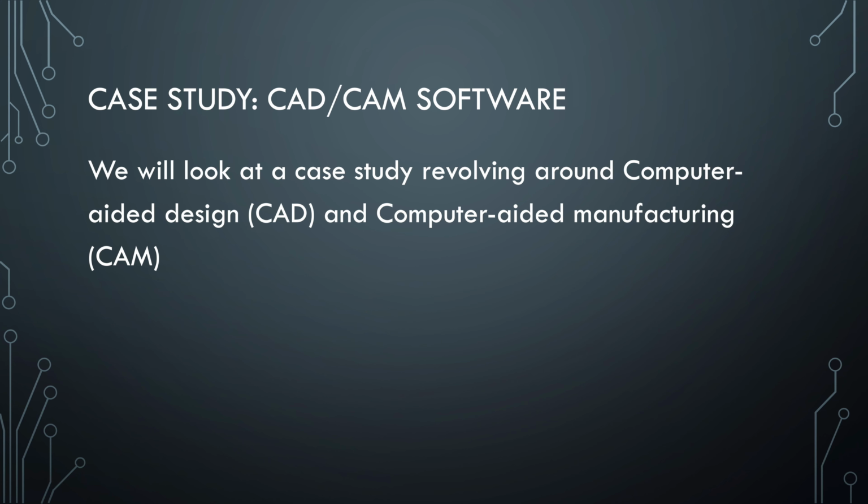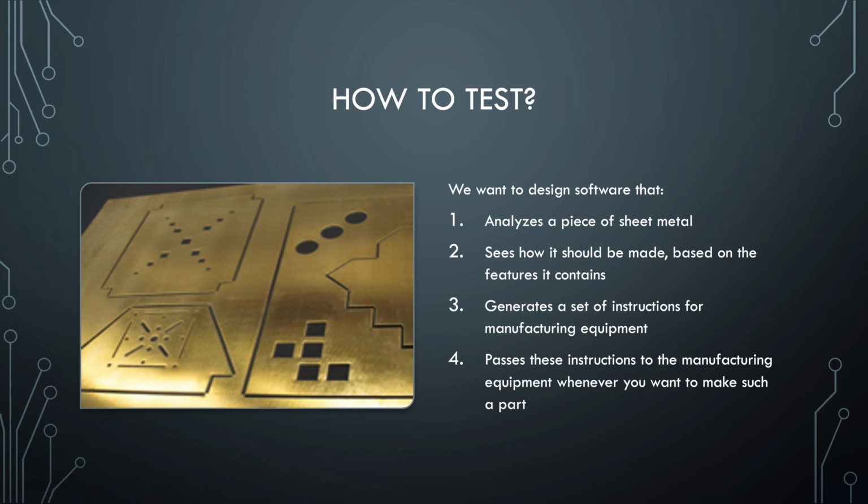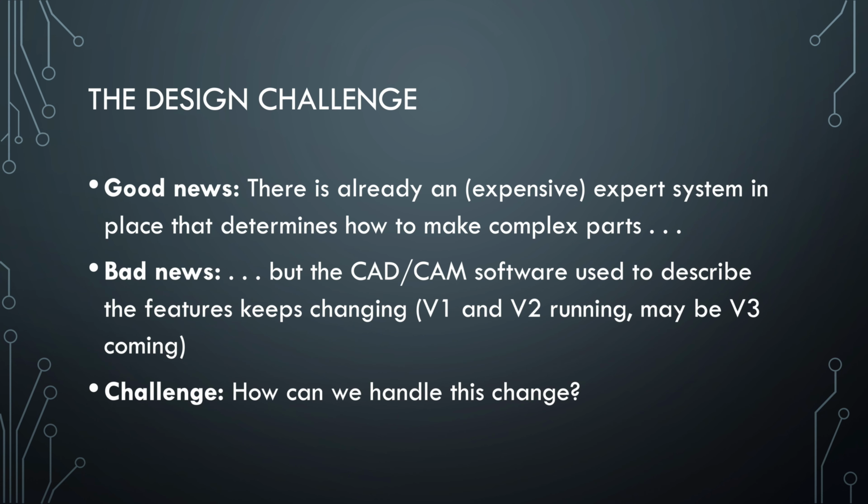Let's look at an actual example, CAD/CAM software. Suppose we want to create software that analyzes a piece of sheet metal containing features. We want to see what to make from the sheet and generate a set of instructions for manufacturing equipment. There is already an expert system in place that can determine how to make complex parts from features. Unfortunately, the software that the expert system needs to use for describing the features is changing all the time. So how do we handle this?